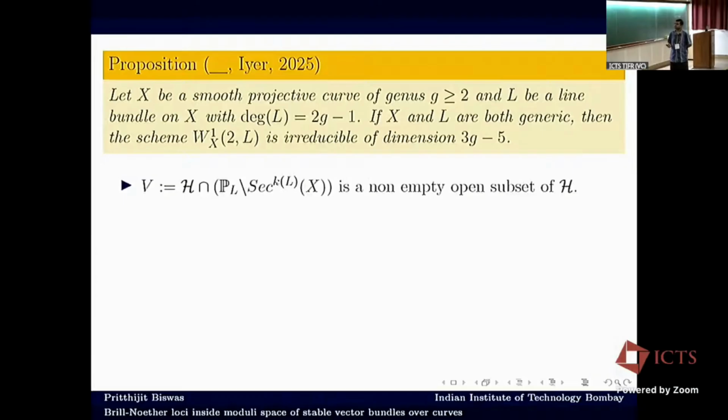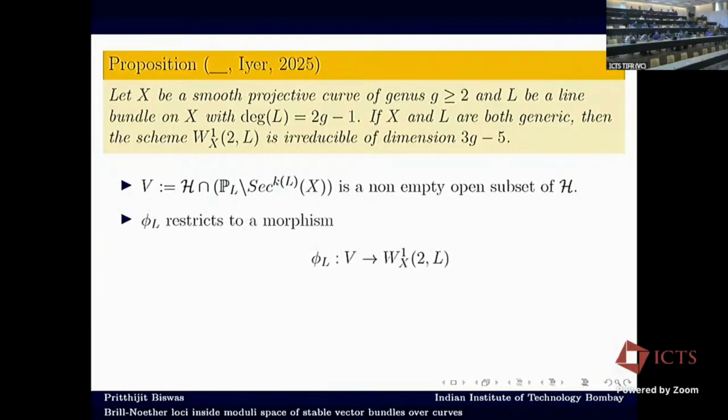And so now what we do is that we restrict. Because of the earlier proposition that I proved, this V is a non-empty open subset of H. You throw out the bad locus, intersect it with the hypersurface, and this is a non-empty open subset of H. And this extension map phi L now restricts to a morphism from V to the Brill-Noether locus. So now basically the main thing that we showed is that this is actually a P1 bundle.